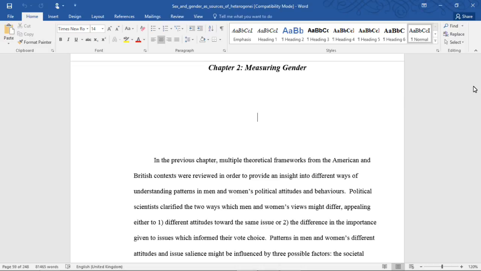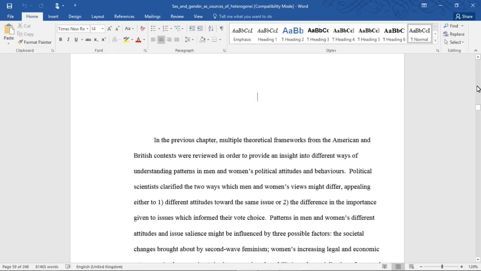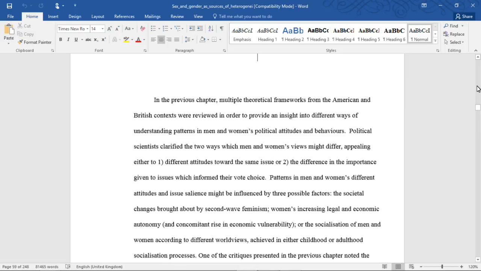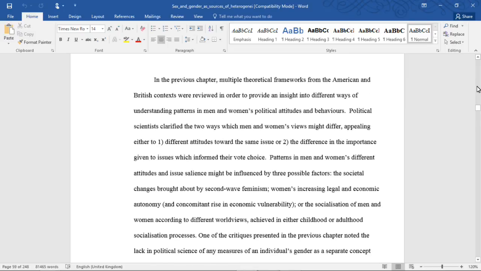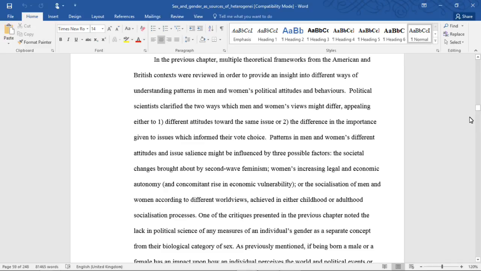In the previous chapter, multiple theoretical frameworks from the American and British context were reviewed in order to provide an insight into the different ways of understanding patterns in men and women's political attitudes and behaviors. Political scientists clarified the two ways in which men and women's views might differ, appealing to either 1, different attitudes toward the same issue, or 2, the difference in the importance given to the issues which informed their vote choice.